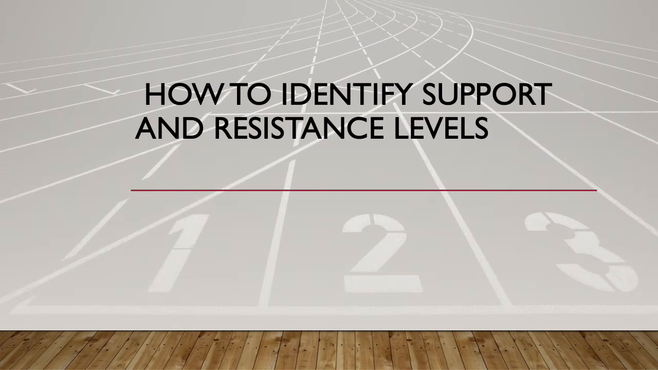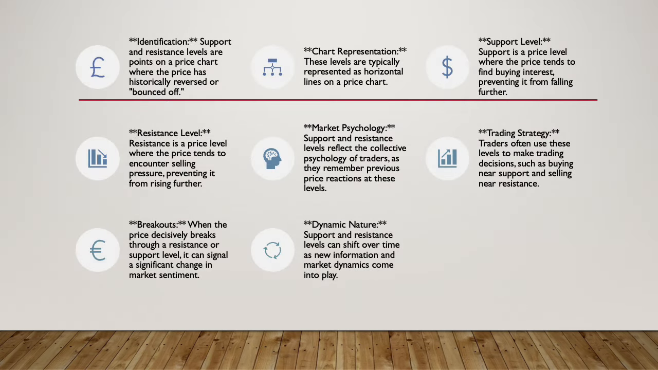How to identify support and resistance levels. Identification: support and resistance levels are points on the price chart where prices historically reversed or bounced off of. Chart representation: these levels are typically represented as horizontal lines on price charts. Support level: support is a price level where the price tends to find buying interest, preventing it from falling further. Resistance level: resistance is a price level where the price tends to encounter selling pressure, preventing it from rising further.